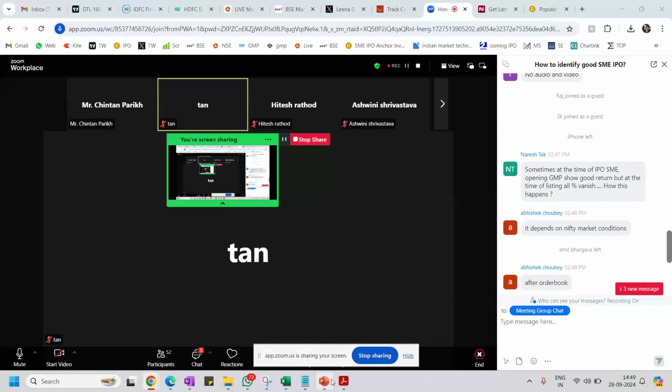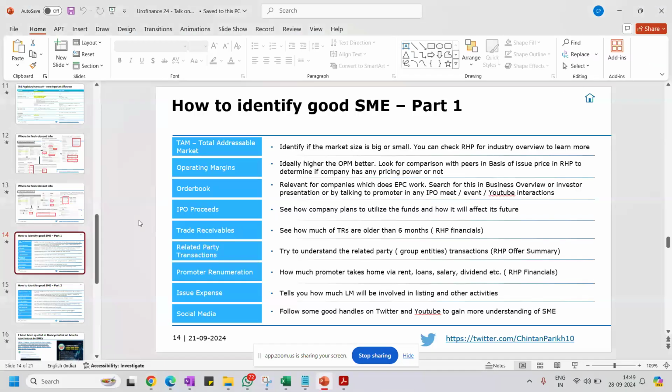Okay, so after order book, the next part is the IPO proceeds. Basically company tells you how the funds that they are raising for the IPO will be utilized. Sir, your slide is not visible. Oh, sorry, my bad. I thought I was sharing, but I think sharing also stopped. Okay, I hope this is visible now.